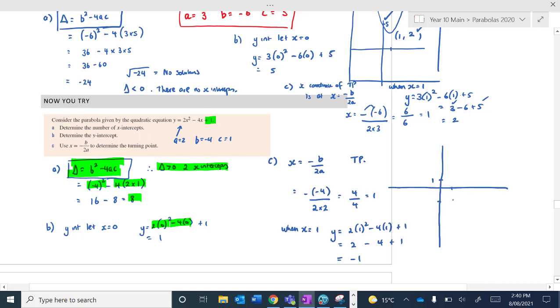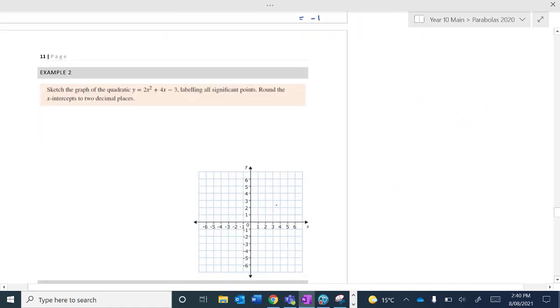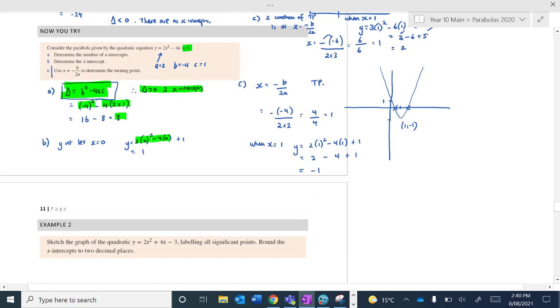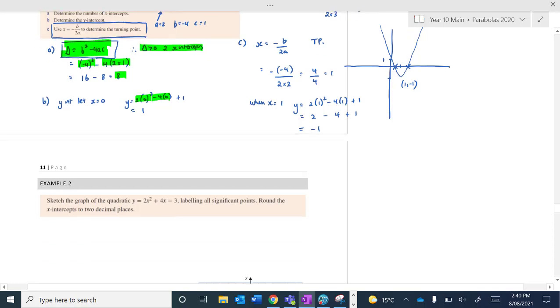So look, we've got a turning point there at 1, minus 1, and it's going to go something like this, and it's sort of going to turn, and it's going to come around here. We've got 1, minus 1, and later on we're going to look at finding those 2 x-intercepts. Okay, so at the moment we're looking at the discriminant and using that to find the intercepts, and then using this new rule x equals minus b on 2a to find the turning point.